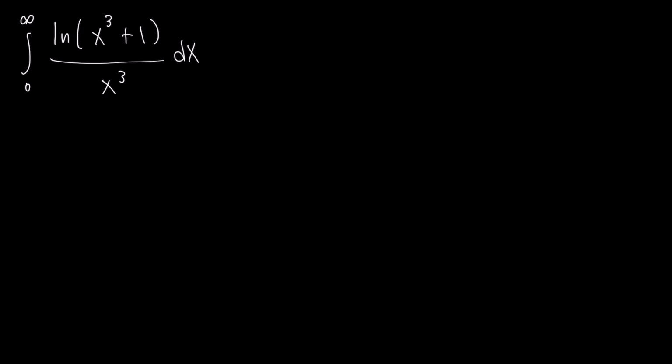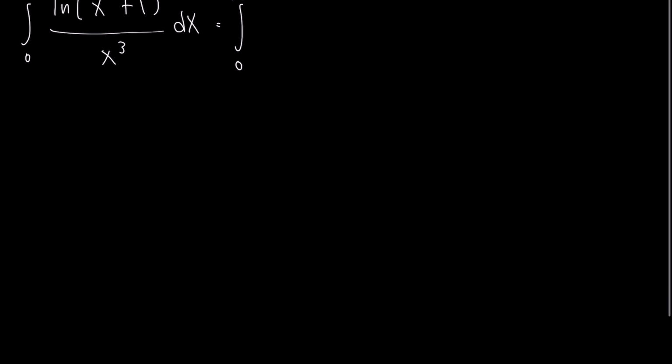Today we'll be doing the integral from 0 to infinity of the natural log of x cubed plus 1 divided by x cubed dx. And to start off, we could parameterize this integral. So we could rewrite this as the integral from 0 to infinity of the natural log of yx cubed plus 1 divided by x cubed from y equals 0 to y equals 1.